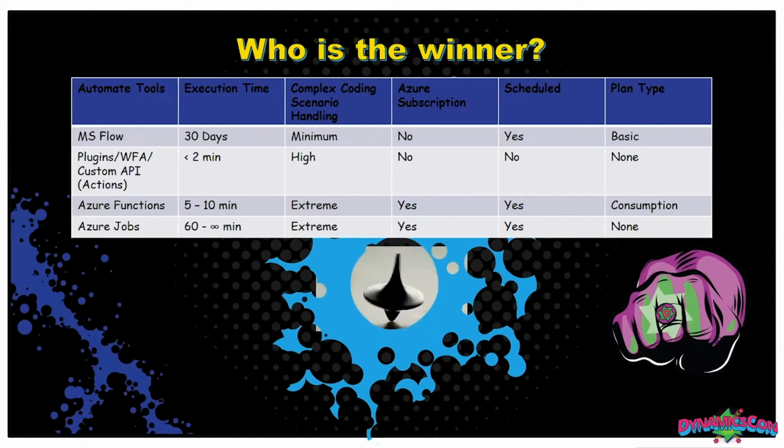If we want to use the premium connectors, we have to move towards the Logic app to use that. Scheduling, MS Flow has that available. Plugin, as I said, it's not available. Azure function, yes, it's available, and Azure jobs is sort of designed in a way that you can handle that. Plan type is why I'm saying plan type, because the Azure subscription is dependent upon the plan type.